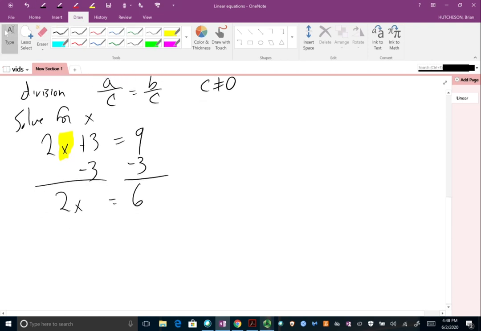Then I'm stuck with 2 times x is equal to 6. 2 times x. The opposite of multiplication is divide. And notice I divided both sides by 2, just like I subtracted both sides by 3 up above. So they're all just properties of equality, and I get that x must be 3. This must be my answer.